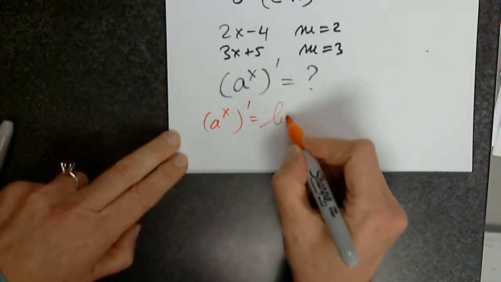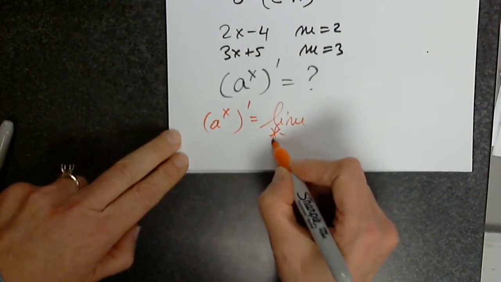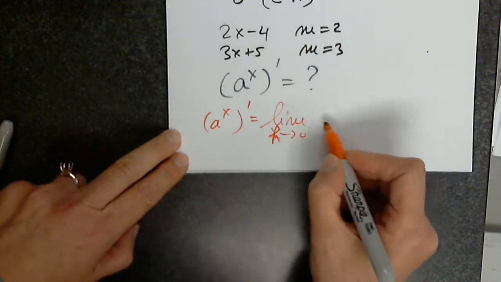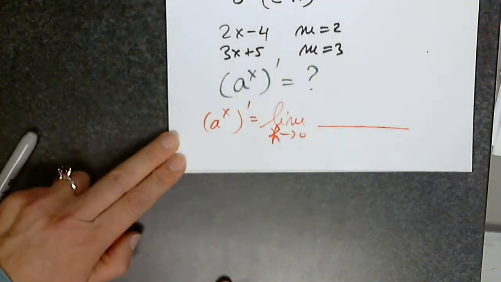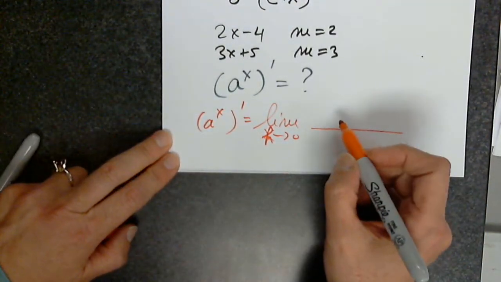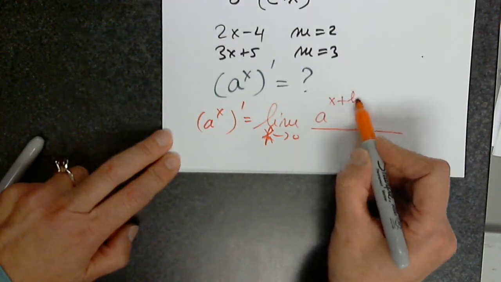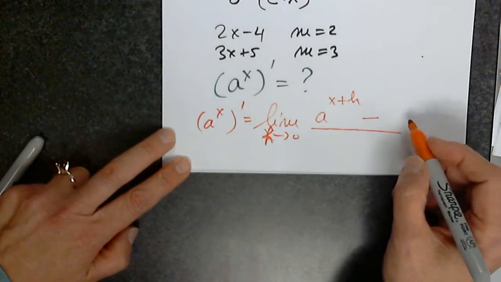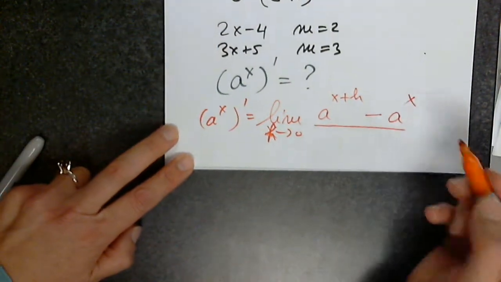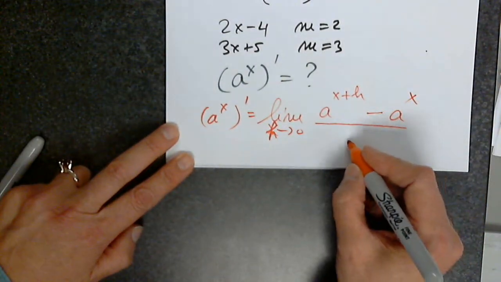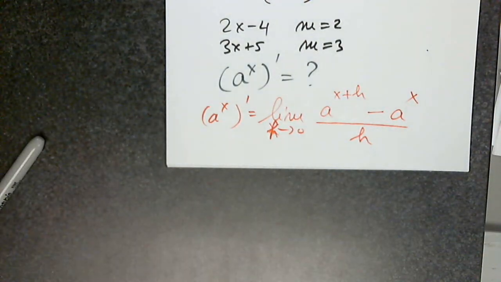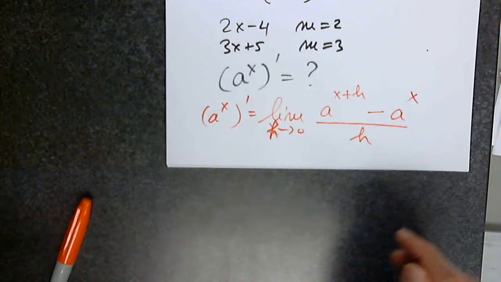Very good. Limit as h approaches 0. Very good. Of what? Very good. That's it. Okay. Is this correct? Is this the definition of the derivative? In this case, we are looking at a to the x. Perfect. What now?